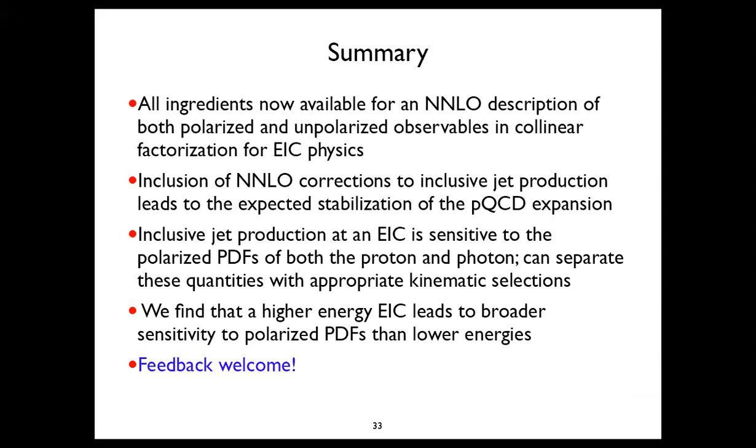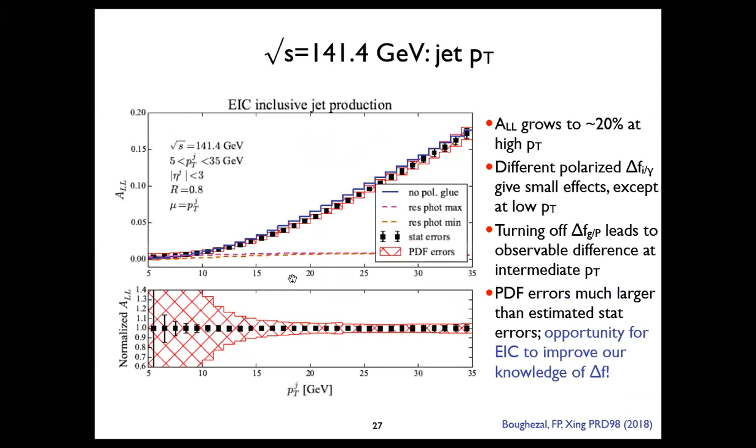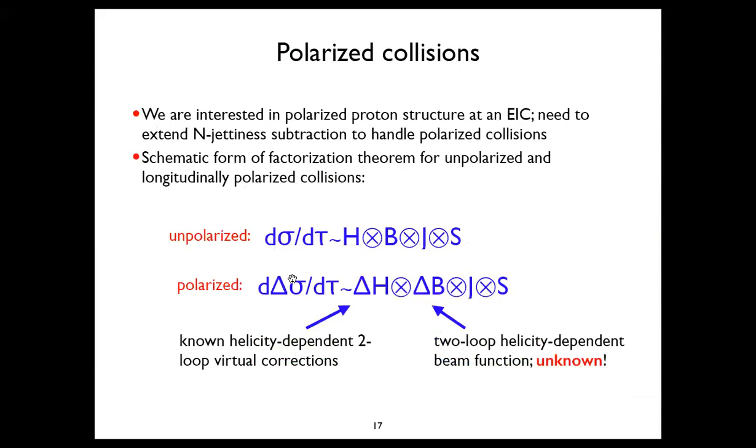So some questions. How straightforward would it be to extend this, first of all, to say identified hadrons instead of jets in the final state? Because especially at a lower energy EIC, one would probably have more inclusive hadron studies rather than jet studies, just because of the experimental conditions. So presumably that would involve computing an extra beam function, right? Let me go ahead and answer that one.